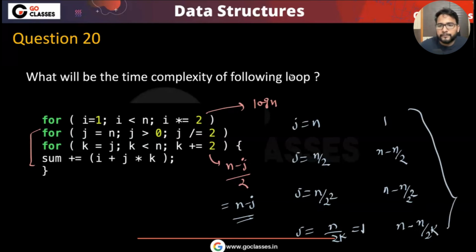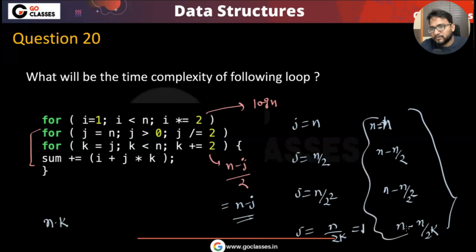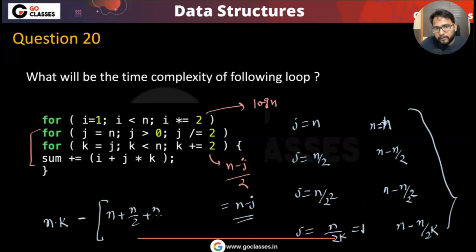So it is, okay, you can say it is n minus n or something like that. So basically, these are the n, these are the k terms. So I think the first term summation will be n into k, right? Minus n plus n by 2 plus n by 2 square plus n by 2 power k.